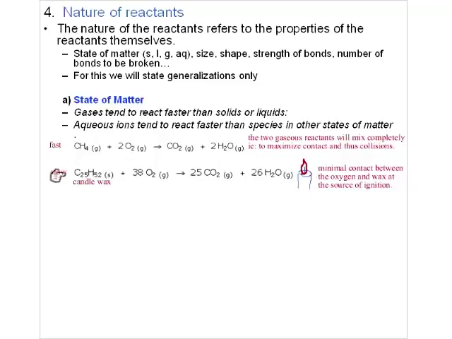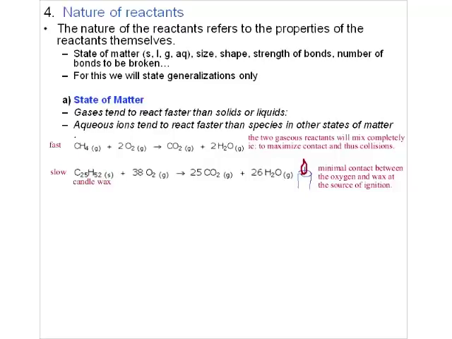If we take the exact same combustion reaction, but this time we use candle wax, C25H52, this guy's a solid. In order for this candle wax to ignite and burn, it first must melt and then vaporize. And the only place that the candle is hot enough to melt and vaporize is right at the base of that flame. Because of that, we have minimal contact between the oxygen and the candle wax, and the candle wax has to be in the vapor form in order to ignite and combust. So this is going to be a very slow chemical reaction because of the states of matter. All right, so that's an example for that.